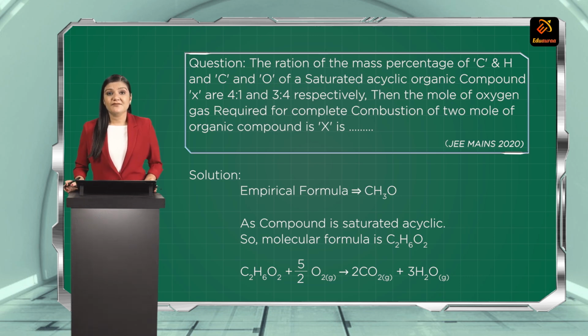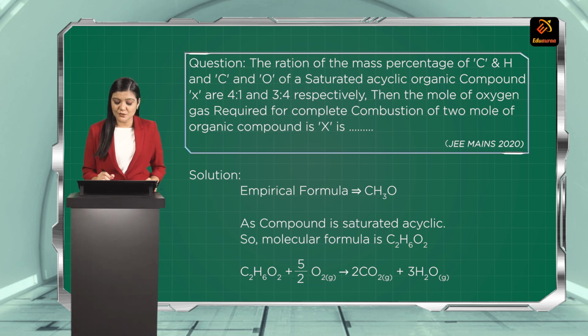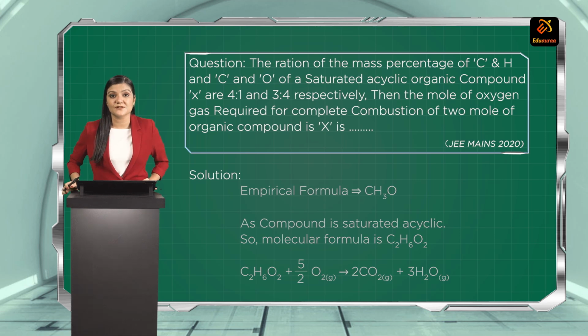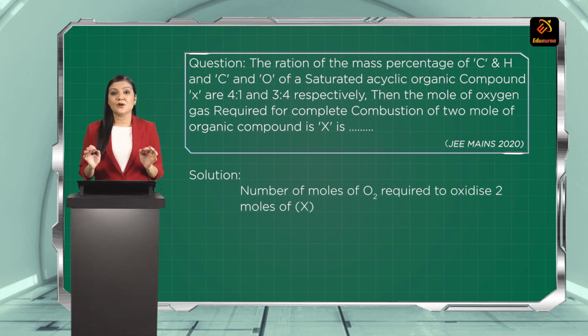Now, students, if I check the stoichiometric ratio of the given reaction, it is 1:5/2:2:3. So, if I consider 2 moles of the compound, then 1 mole utilizes 5/2 moles of oxygen, so 2 moles of the compound will require 5 moles of oxygen. So, the number of moles of oxygen required to oxidize 2 moles of the compound is equal to 5.